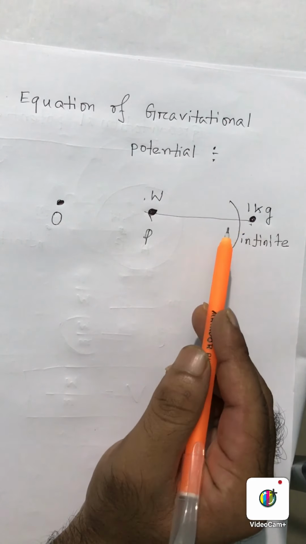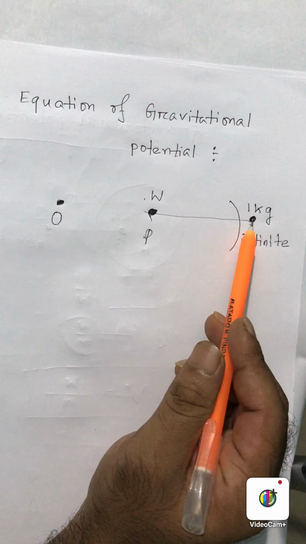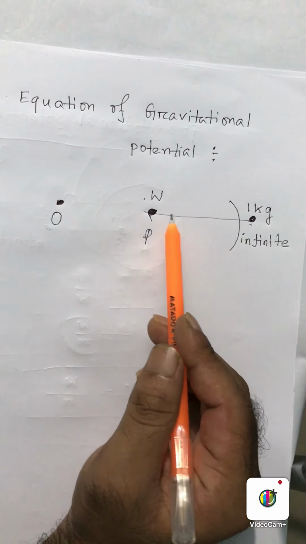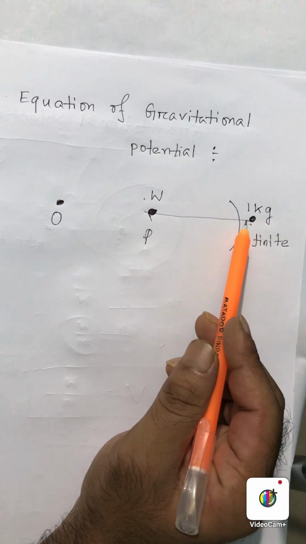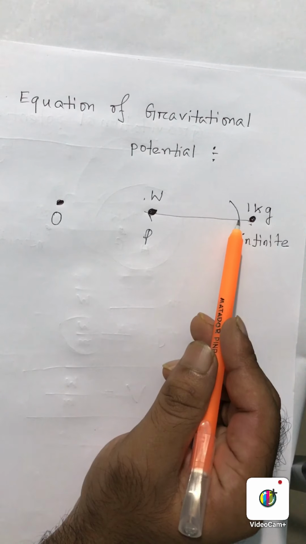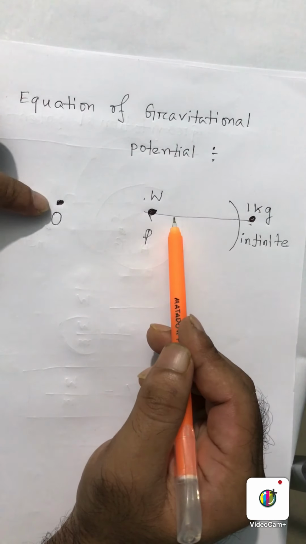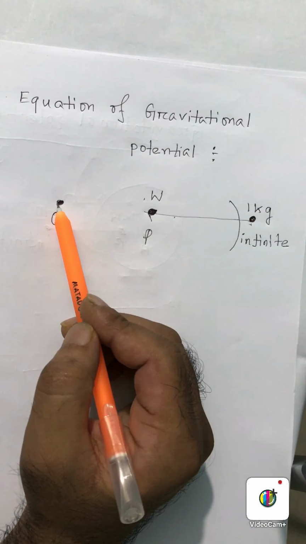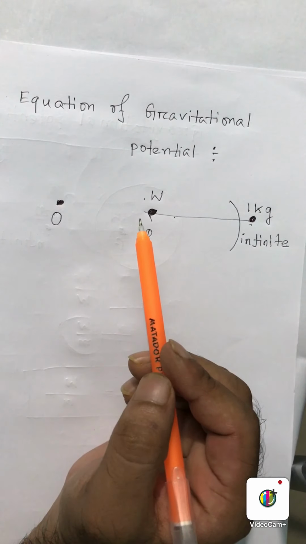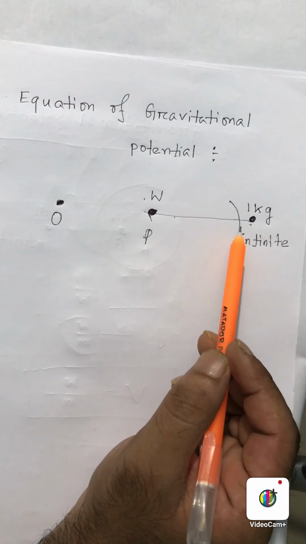Here, look at the figure. When a 1 kg mass is brought from infinite distance into the gravitational field, a gravitational attraction force acts on the 1 kg mass, and this gravitational attraction force increases when the object gets closer to the point O. That means in this case a variable force acts on the 1 kg mass.